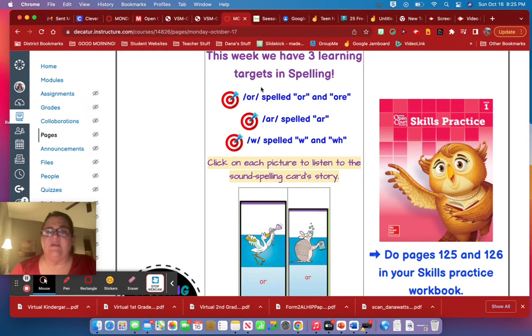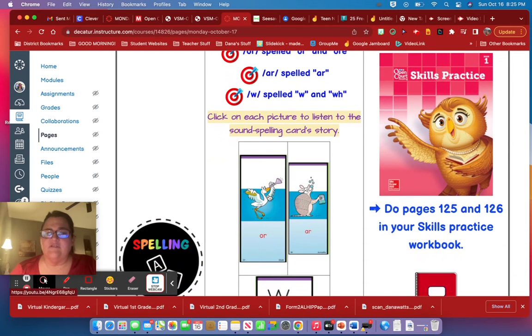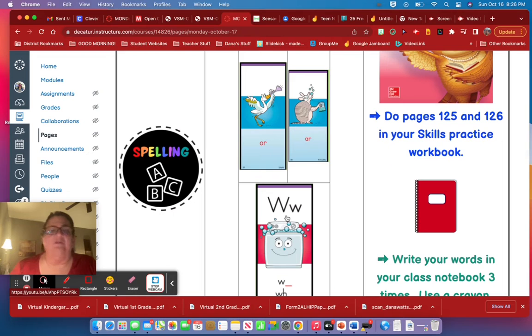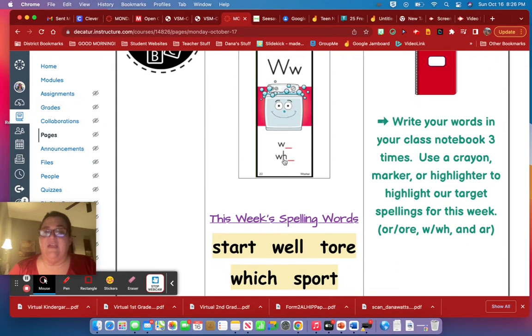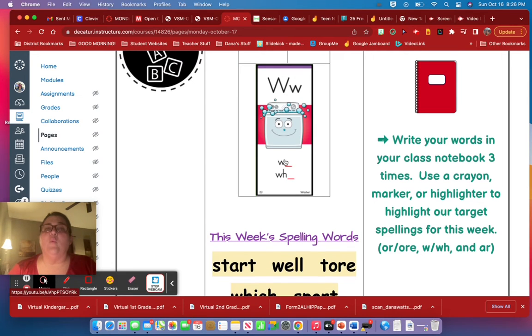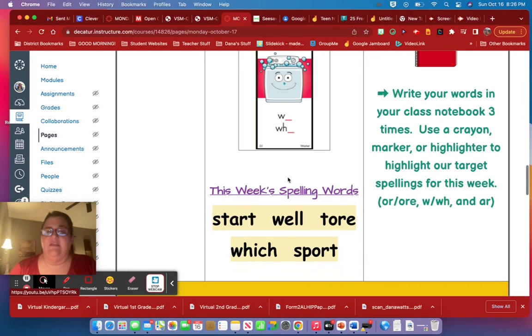You've got 3 spellings. We're going to talk about the OR spelling, which is the stork card, and the AR spelling, which is the armadillo card. And then we're going to look at the W card. You learned the sound of W in kindergarten, and we know that the letter W makes that sound, but we're also going to practice the fact that WH can also say w. Just like W by itself, we can put WH together and make that sound. All right. And we see all of those spellings in these 5 words.